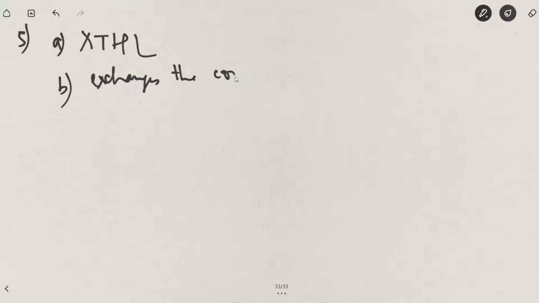Next instruction, now this is somewhat different. This instruction is XTHL. It exists as itself. What it does is it simply exchanges the contents of, you can guess it, the HL register pair with what? With the top of stack.